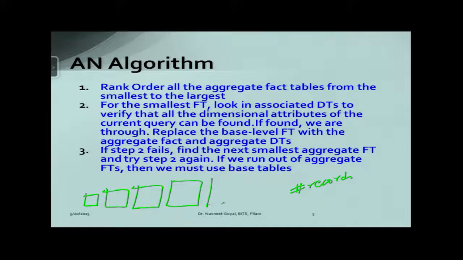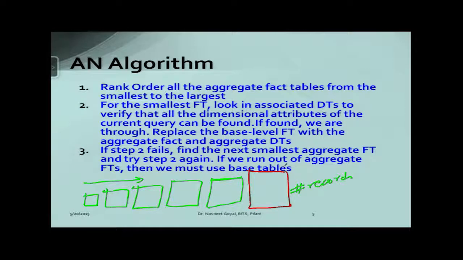And the bigger the box, that means more records in it, right? So this is an increasing order in size, and I'll use a different color to illustrate the base level. And the base level would be the biggest, right? Because more detailed data is there.